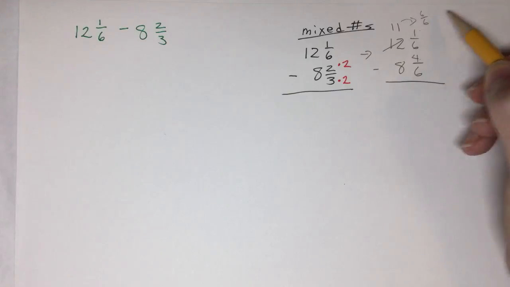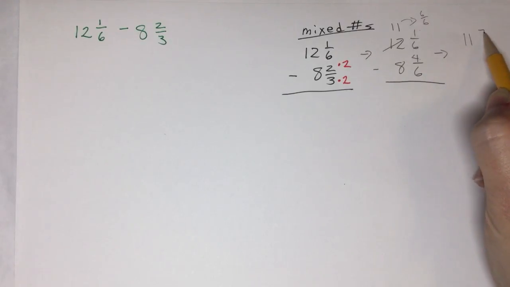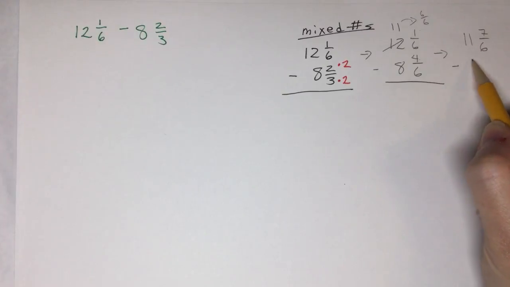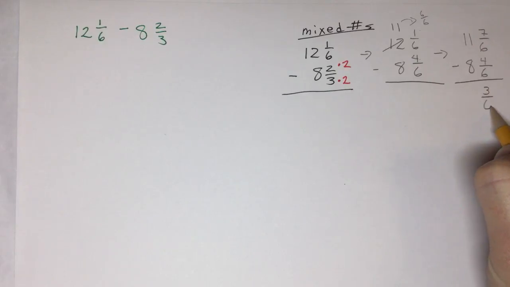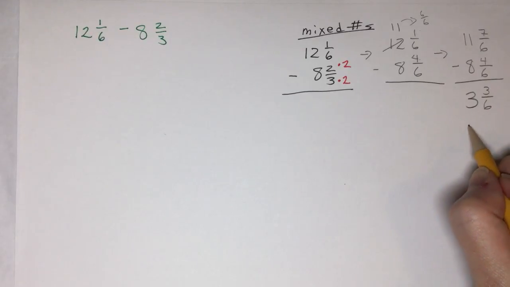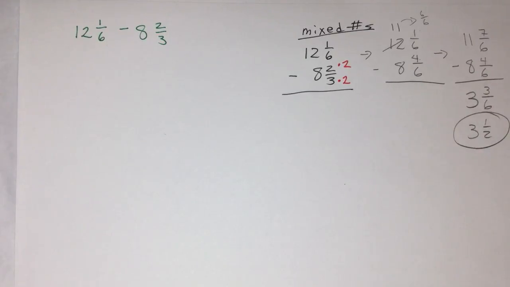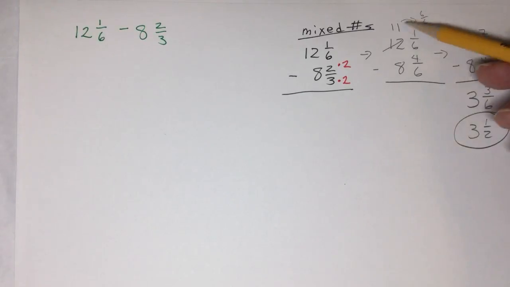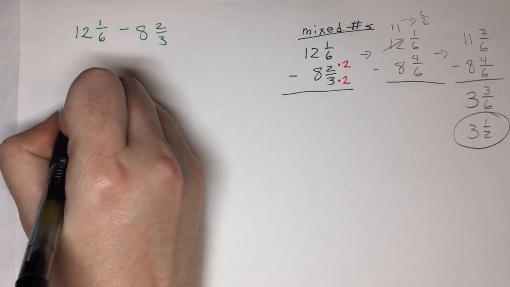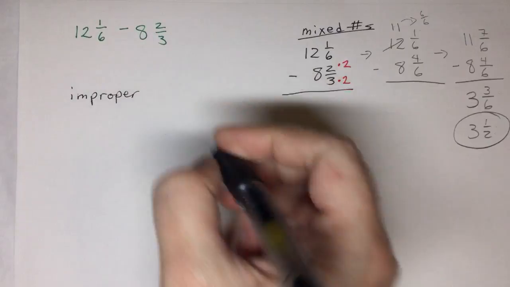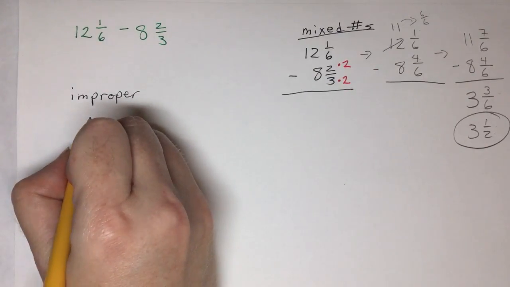over, I'm bringing over 6/6. So this is 11 and 7/6 minus 8 and 4/6. 7 minus 4, 3/6. 11 minus 8, 3. 3 and 3/6, which then reduces to 3 and 1/2. A lot of places I can make careless mistakes with that borrowing, in particular with the reducing. If I converted this to the improper fractions instead, there's a lot less chance I'll make careless mistakes.